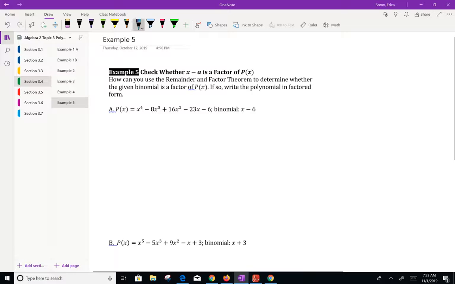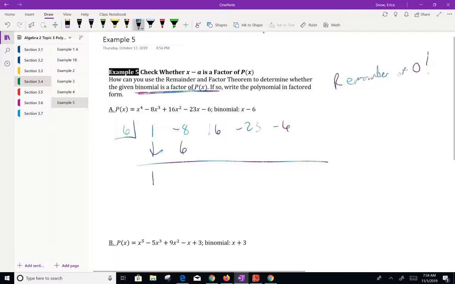Well, remember, to determine if it's a factor, you have to get a remainder of 0. So we're going to do this again. We're going to put 6 in the box. 1, negative 8, 16, negative 23, negative 6. And 1 times 6 is 6. Negative 2 times 6 is negative 12. 4 times 6 is 24. 1 times 6 is 6. And ding, ding, ding. That's our remainder.